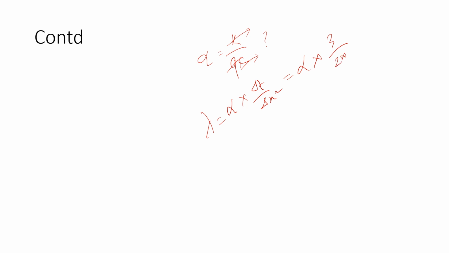As we know, alpha is K by rho C. And all this will be given. K will be given, rho will be given, C will be given. So you can know what alpha is, right? After that lambda will become alpha into del t by del x square. So here del t is your 3 seconds and del x square will be 2 into 2, that is 4 meters, right?